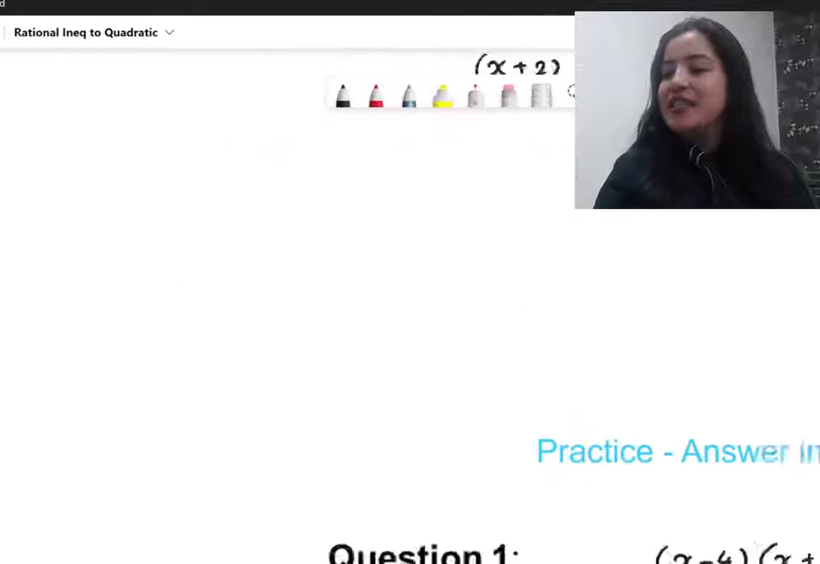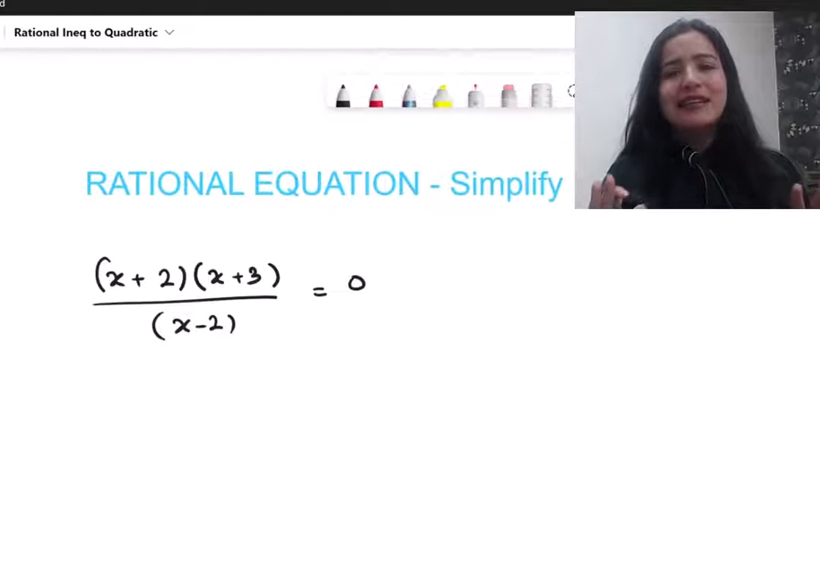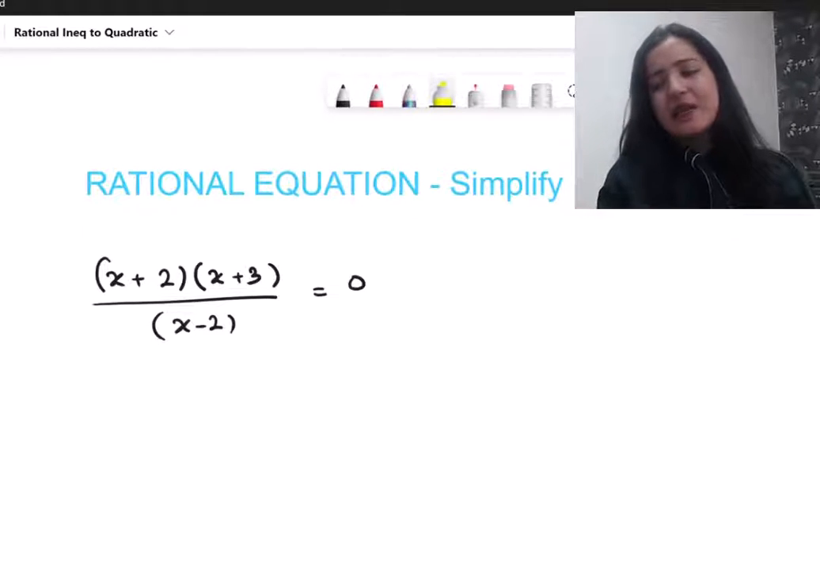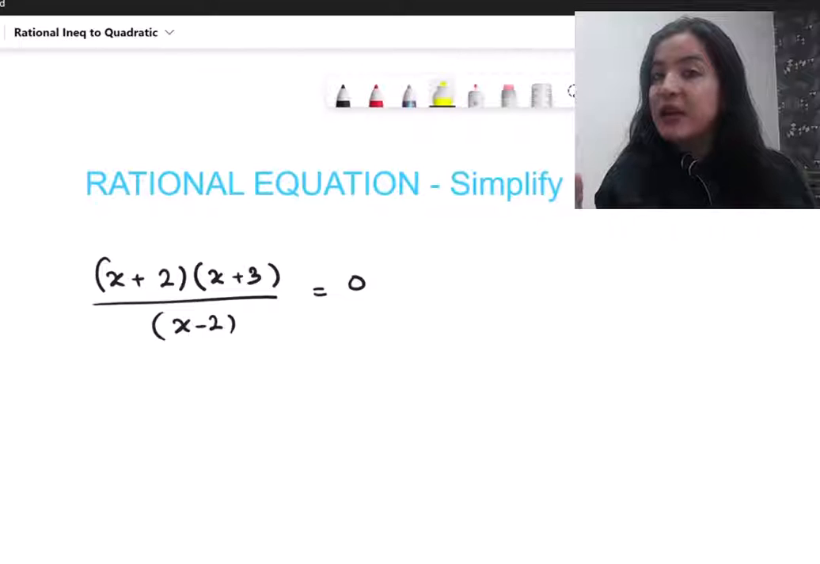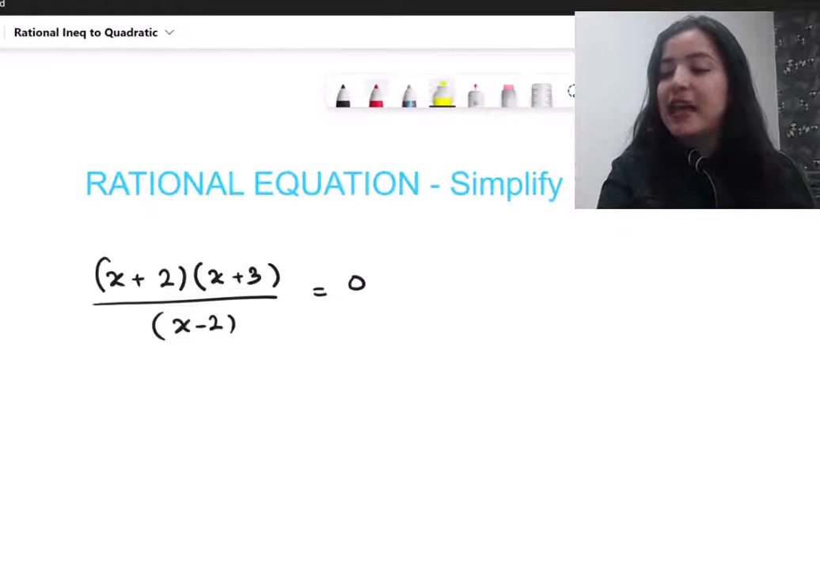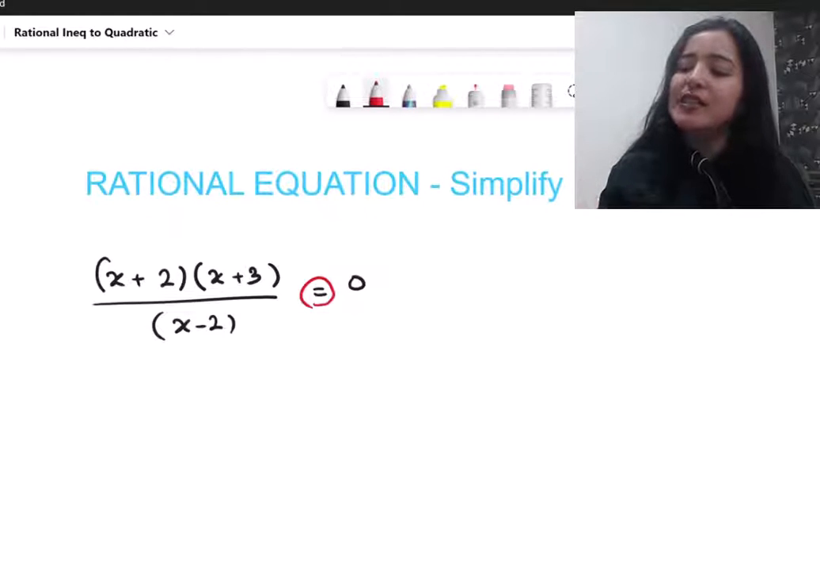Right now, we're going to start learning from the equation level. This is familiar ground. This is probably something that we do correctly every time we come across it. See what happens here. You have x plus 2, x plus 3 over x minus 2. I've kept the same expression. Just that this time you have an equal to sign instead of the inequality that we had earlier.